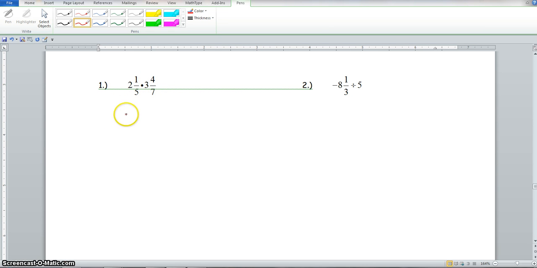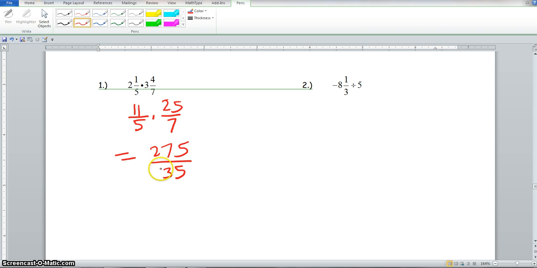The first thing you need to remember is your denominators stay the same. Now your numerator, you would take the integer times the denominator. 2 times 5 is 10 plus the numerator. So that's 10 plus 1, which is 11. Now we go here. We add 3 times 7, which is 21, plus 4, which is 25. So now we have 11 times 25 all over 5 times 7. So 11 times 25 will give us 275, and 5 times 7 would give us 35.